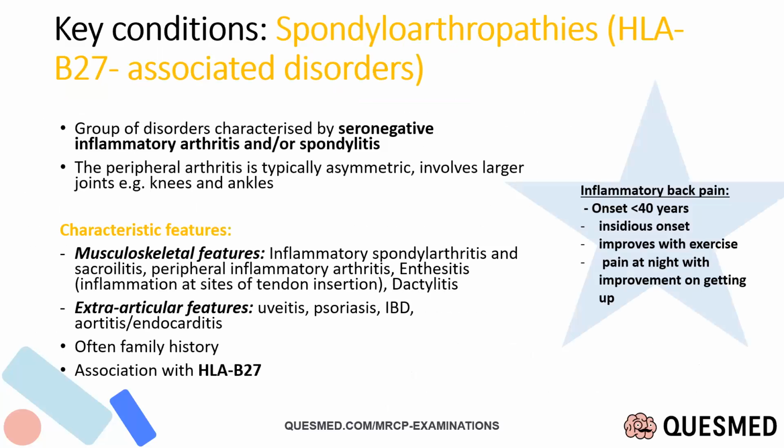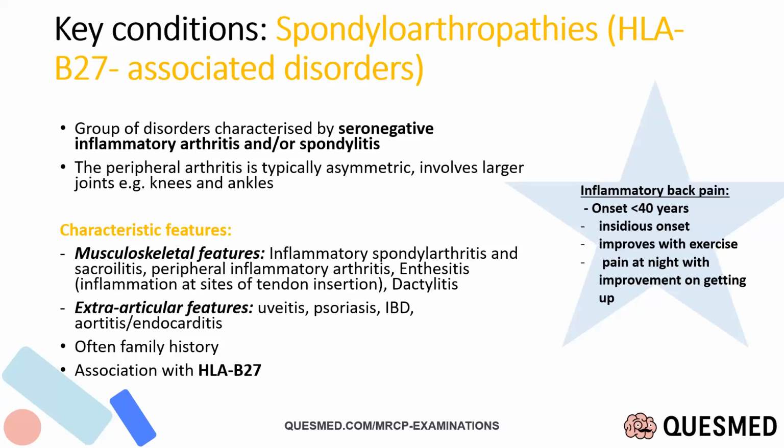So moving on to your HLA-B27 associated disorders. So these are a group of conditions which are all characterized by the fact they're seronegative, and they can cause either an inflammatory arthritis and or axial involvement with spondylitis. So the peripheral arthritis is typically asymmetric, and it will involve larger joints, so the knees, the ankles. But other characteristic features to be aware of, you often get enthesitis, dactylitis, sacroiliitis.